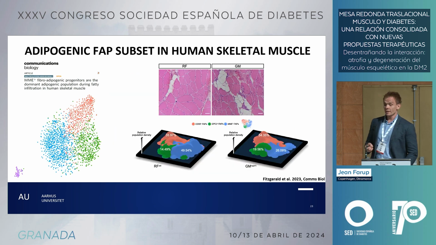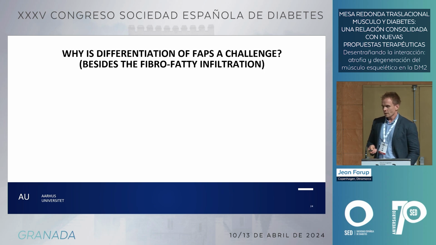And when we then look in heavily fatty infiltrated skeletal muscle, we actually see a decrease in the content of these blue cells, suggesting to us that in this situation, they're really primed to enter differentiation and spontaneously differentiate into adipocytes in skeletal muscle. So finally, why do we think this differentiation of the FAPs, this fibrofatty infiltration, is a challenge? Well, we know that this is associated with a range of different diseases and poor prognosis. So this could be due to many different things.